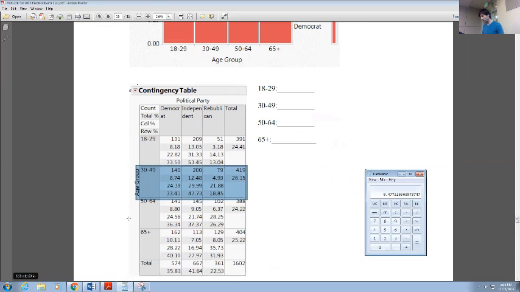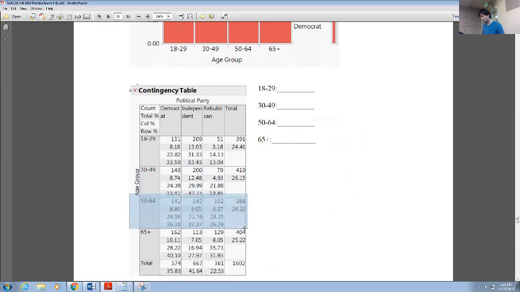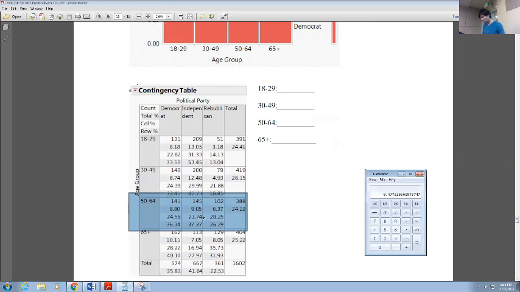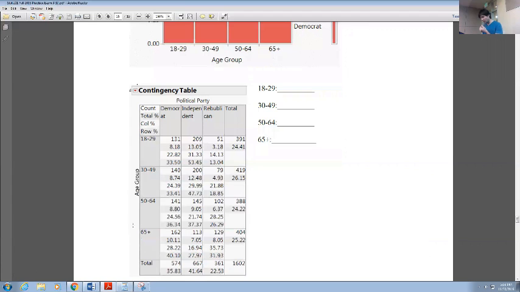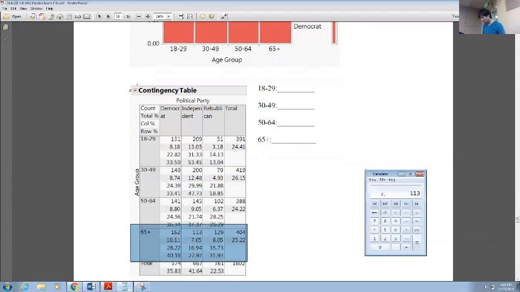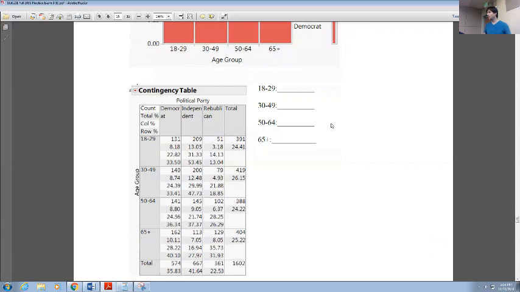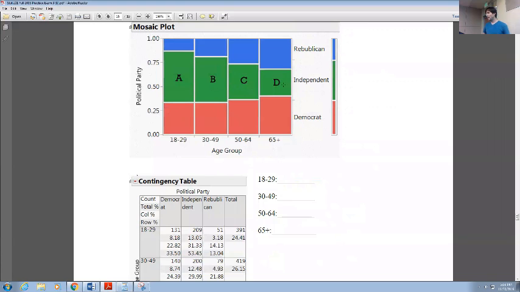Next, given someone is 50 to 64. So 145, that's just the counts right here. 145 of this 388 people. And then last but not least, and if you'll notice the percentage is going down, 113 of these 404 people. And that should be about 28%. And that looks to be about 28%. I'd say that looks pretty good there. And if you notice, it's going down each time.